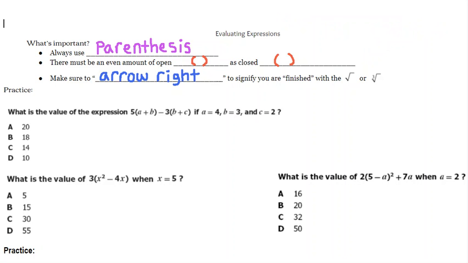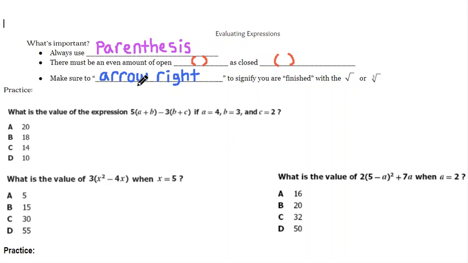Something else to remember is that you want to have the same amount of open parentheses as closed parentheses. And when you're using a calculator, you want to make sure you get out of, to signify that you're finished with a square root sign or a cube root sign.